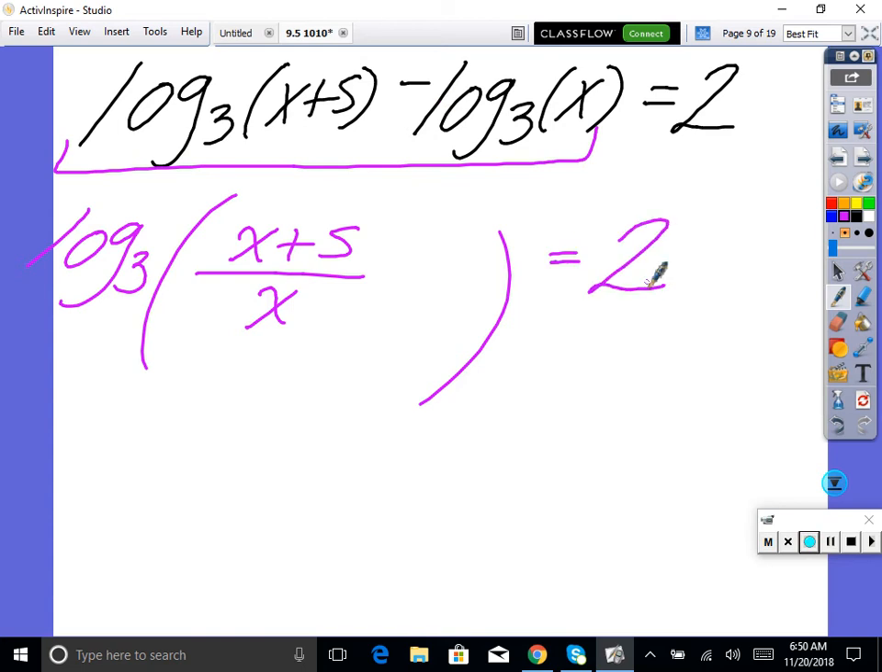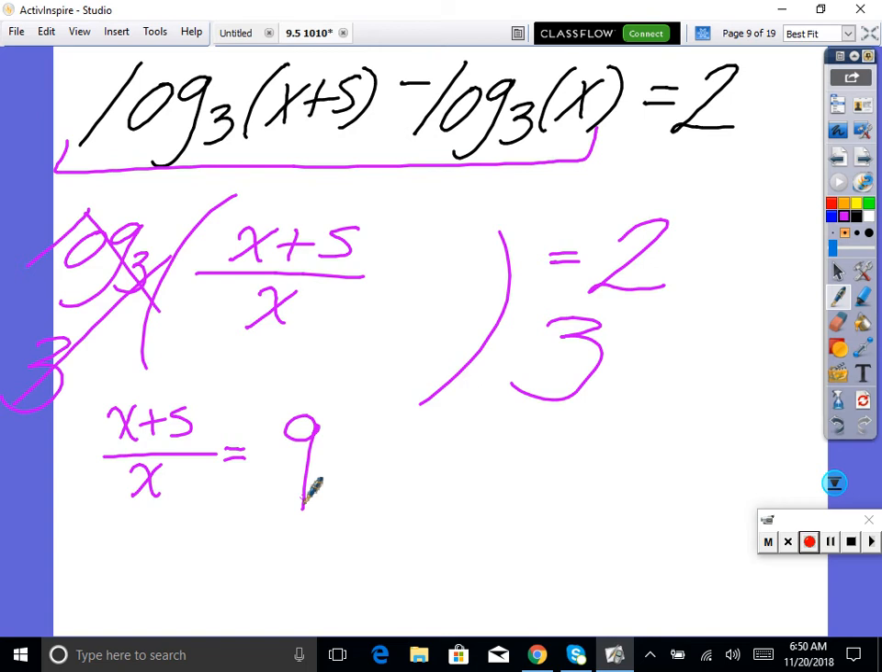And now can I undo log base 3? So we'd base 3 both sides. Log base 3 and base 3 cancel out. So then we have x plus 5 over x equals 3 squared, 9. Okay, how would we solve this one?